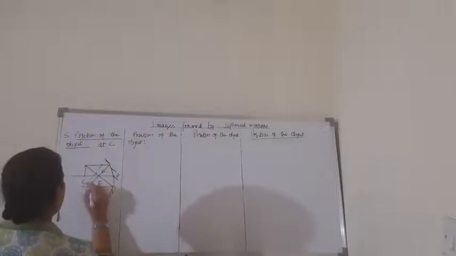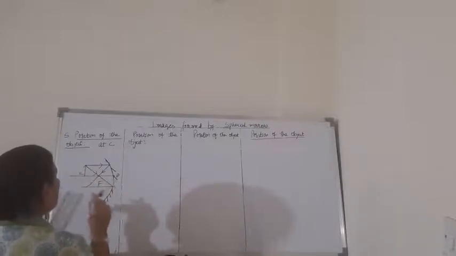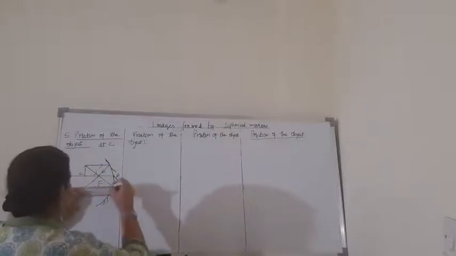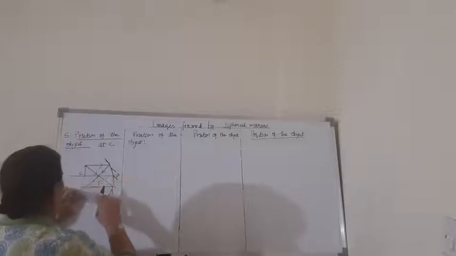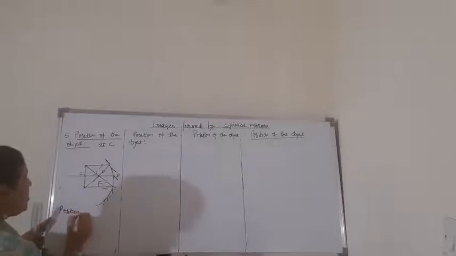I'll put this C here. So the one ray which is going through F, and the second ray which goes through F and after reflection becomes parallel to principal axis. Where they intersect, the image is formed there. And where do they intersect? They intersect at C.